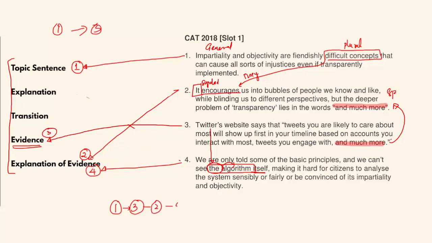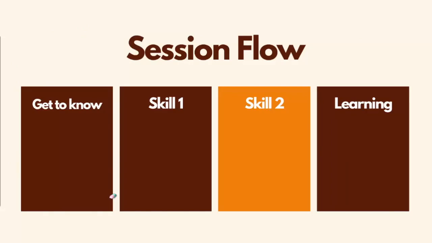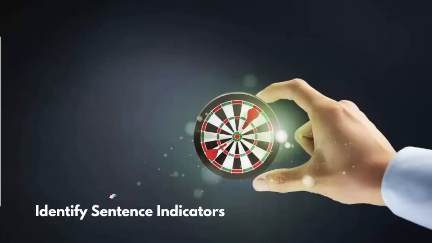So what we had to do was not just understand the function; we also need one more skill to connect all these things together. And this cannot be just a transition, like for instance or for example. We need a second skill as well. Ladies and gentlemen, what that skill is, is what we're going to learn. Skill number 2 is identifying sentence indicators. I need to understand some indicators which tell me: is it explaining the evidence, is it an explanation, is it a topic sentence, is it a transition sentence?